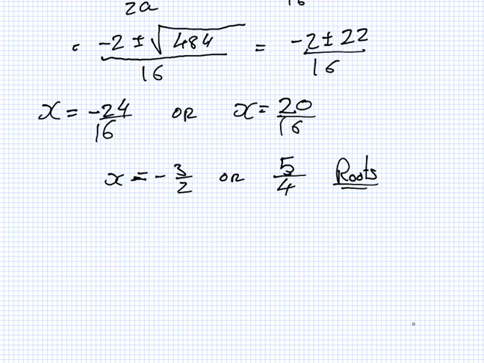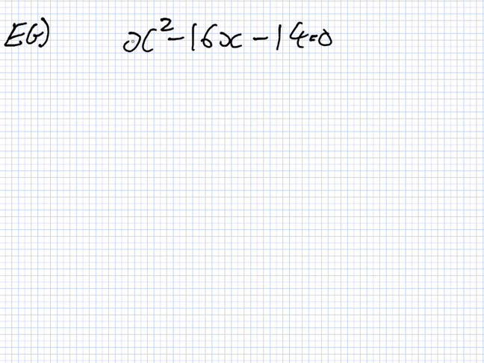Right, can I do another example? One that's a little bit more difficult. Okay, so example: x squared minus 16x minus 14 equals 0. So what's a here in this one? 1. b is minus 16 and c is minus 14. Okay.